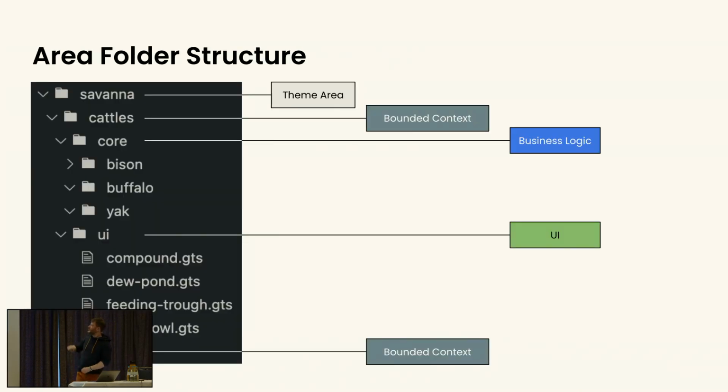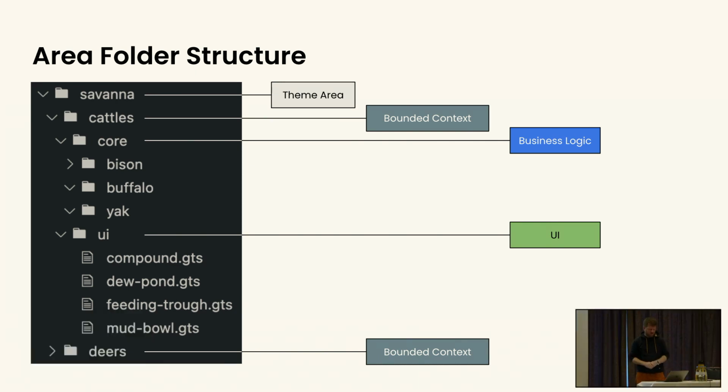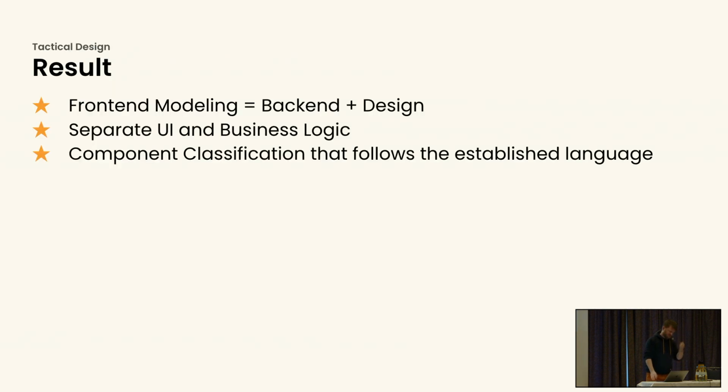So here's our new folder structure within our themed area. The savanna is our themed area. The cattles, this is our compound, our bounded context. And within there we have the core, which is our animals. We have, in this case, the bison, the buffalo, and the yak, and the UI next to it.